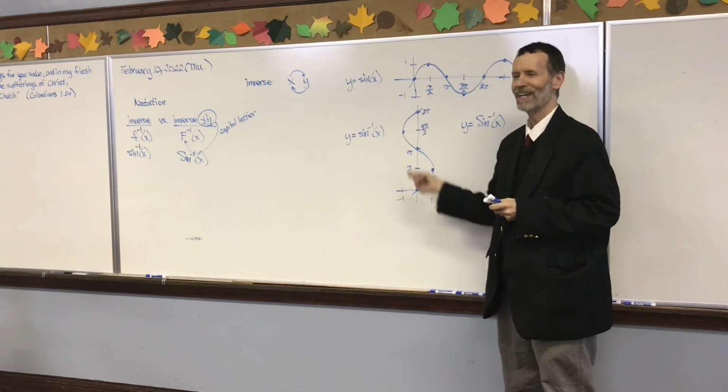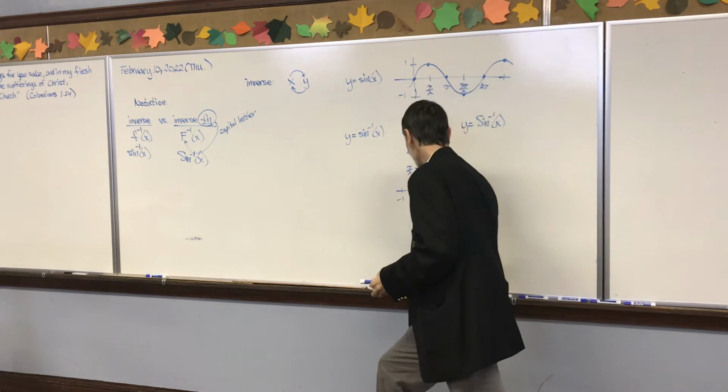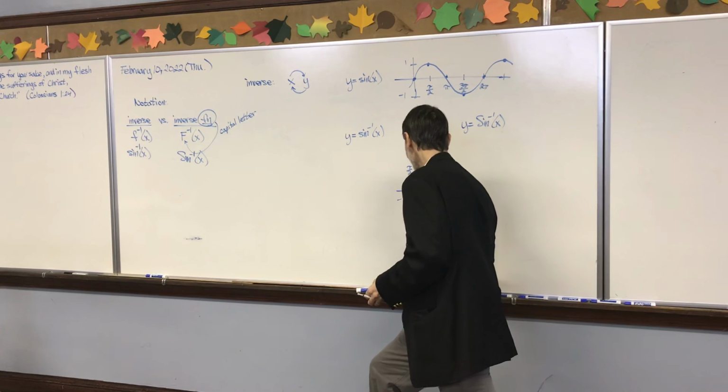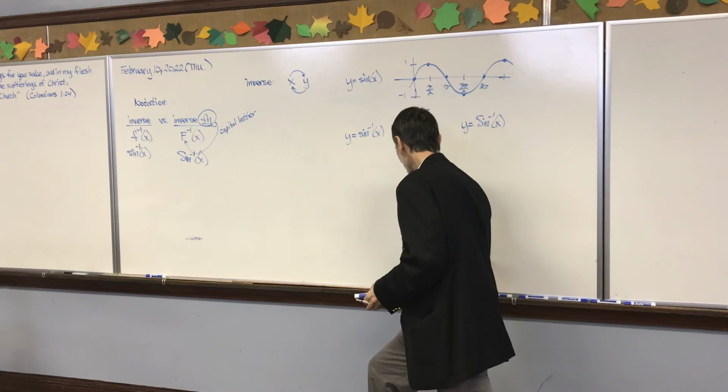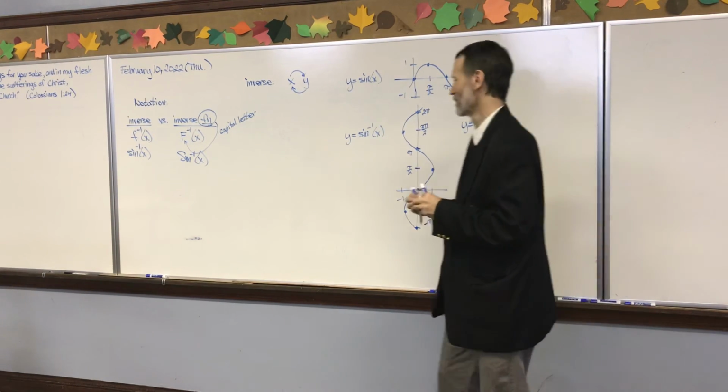Is there a way to turn this into a function? By the way, this keeps going. This is like negative pi over 2. This is like negative pi. So we're in serious trouble here. The thing keeps going forever.